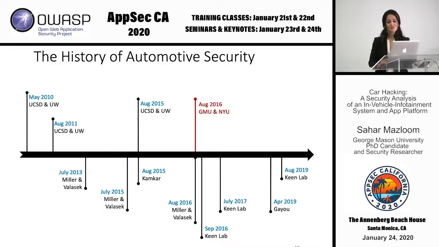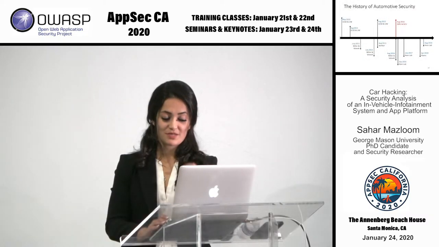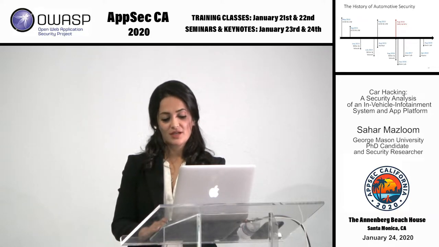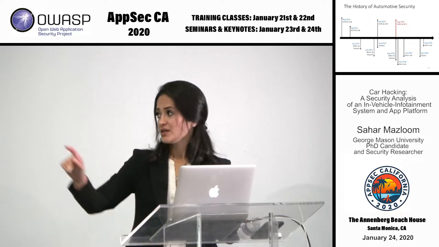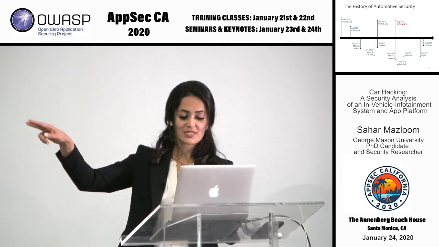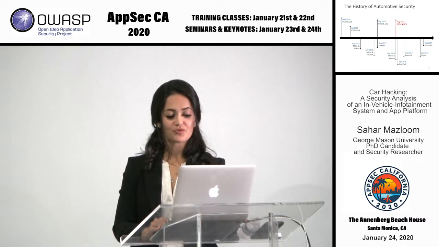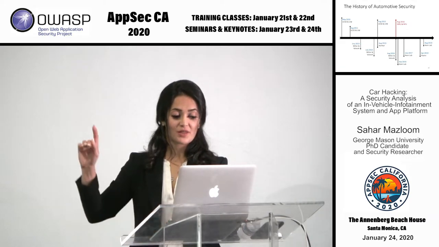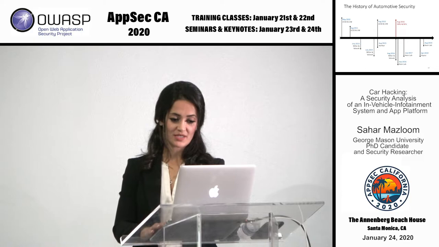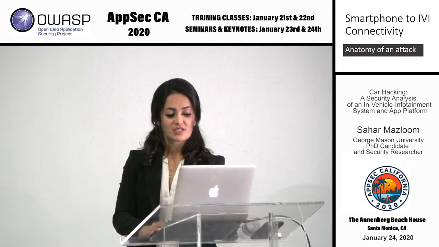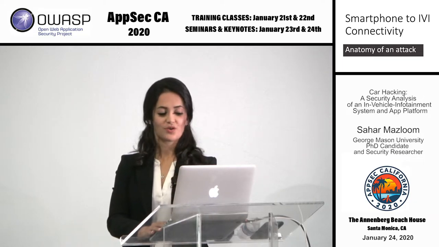So, the research that I'm going to talk about was conducted in 2016 in collaboration from our university. Our advisor, Dr. Damon McCoy, was initially one of the researchers at UCSD when he was doing his postdoc in San Diego. Then he moved to George Mason as an assistant professor, and we started working with him on the third major car hacking project, where we were trying to show whether smartphone connectivity to IVI is safe and secure or not.